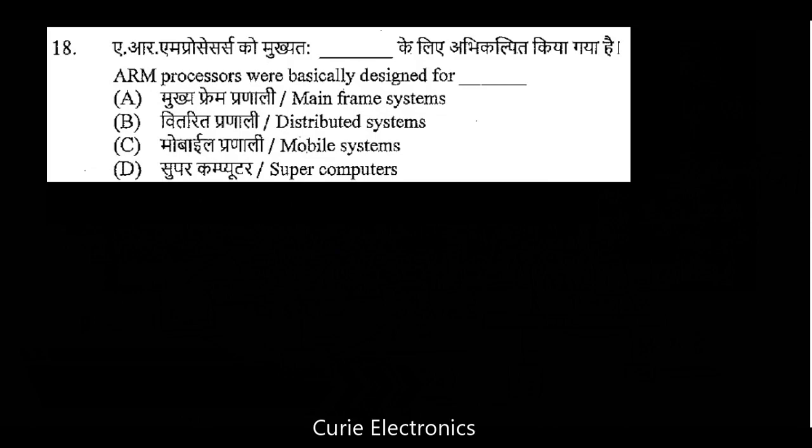Question number 18. ARM, Advanced RISC Machine processors, were basically designed for what? Most of our mobile phones use these ARM microcontrollers. So it was used for mobile systems.